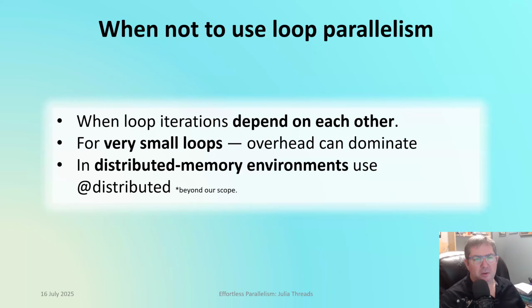Now, when to use loop parallelism, and when not to use loop parallelism and use regular everyday threads. Loop parallelism is easy and it can be added to just about any code that has a loop, assuming certain conditions are met. It's not always a win for your code. If the iterations depend on each other, meaning one iteration of the loop is using a value that was set by a previous iteration, you can't use this, because it's going to split them up and they have to be independent.